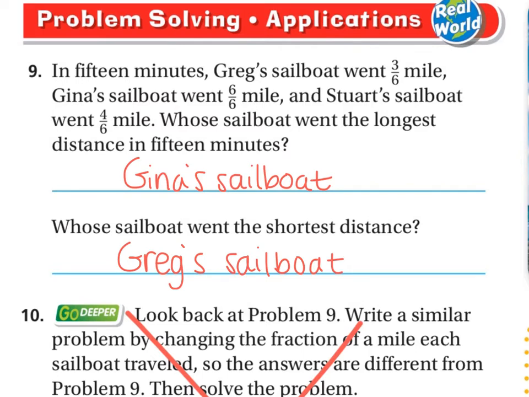The second answer to number 9 is Greg's sailboat. In this question, for number 9, the second question, we want the shortest distance. So we want the smallest fraction. So same thing, I see the same denominator, so I'm going to look up at the numerator. The smallest numerator is 3. So I know 3/6 is the smallest fraction. That's not the answer, though. I need to think about whose sailboat went 3/6 of a mile, and that was Greg's. So Greg's sailboat went the shortest distance.